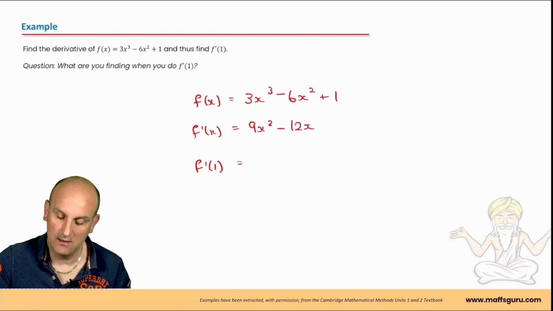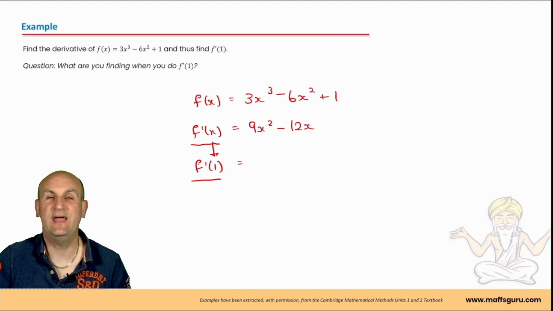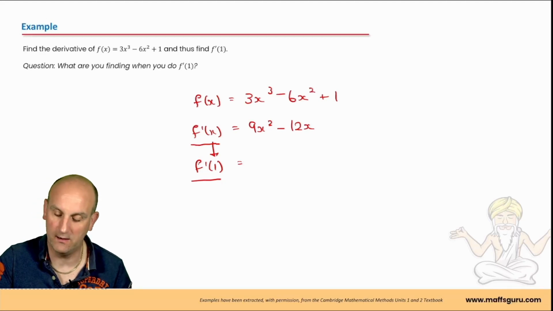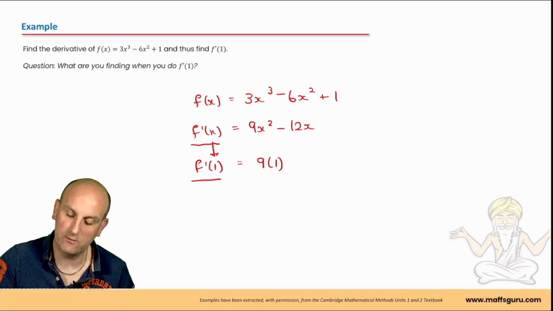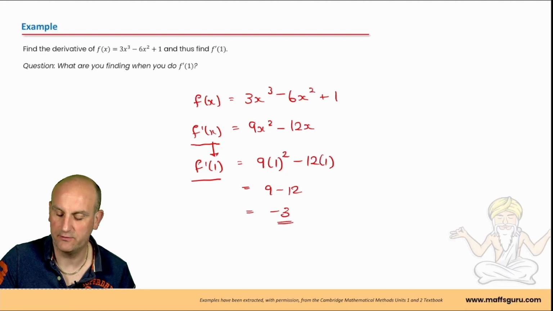What do we notice? When we compare this with this, the x has become a 1. So f dashed of x and f dashed of 1 is basically saying everywhere you see an x in the derivative, replace it with 1. So there we go, I get 9 times 1 squared minus 12 times 1, which gives me 9 minus 12, which hopefully is negative 3.